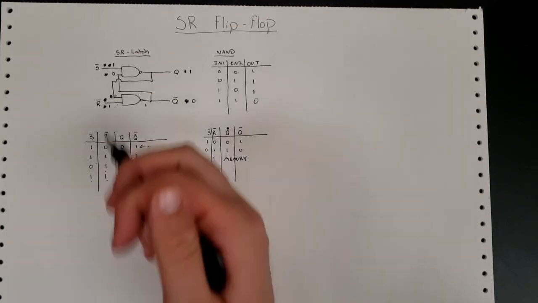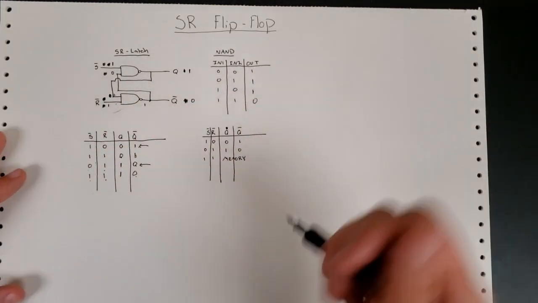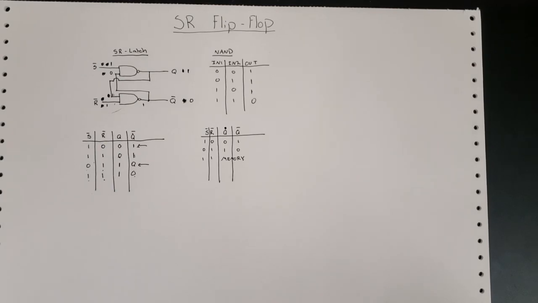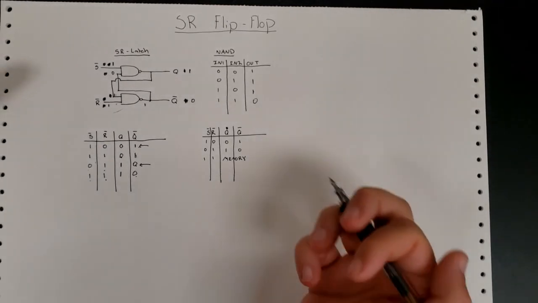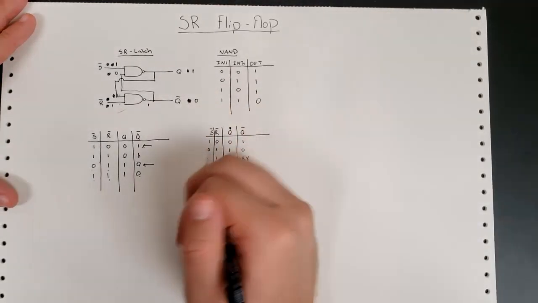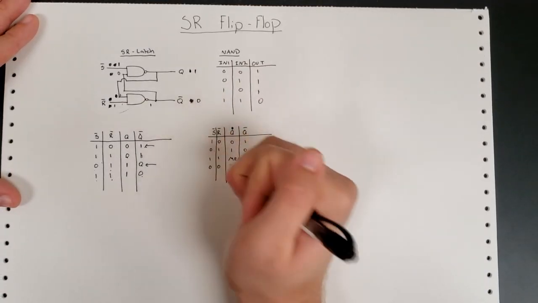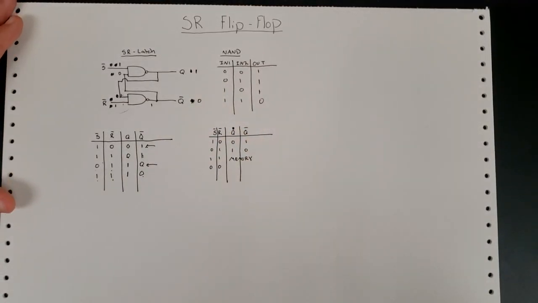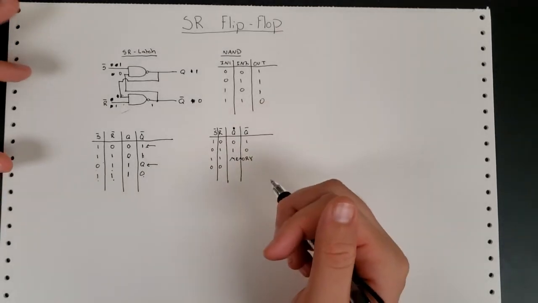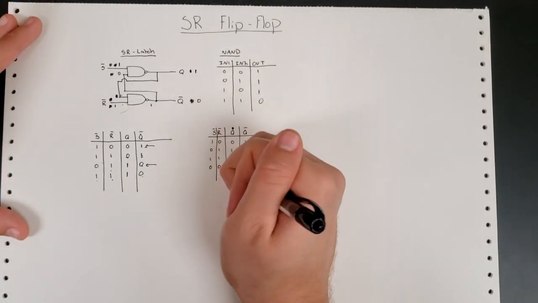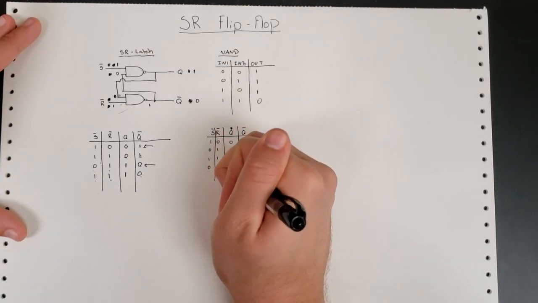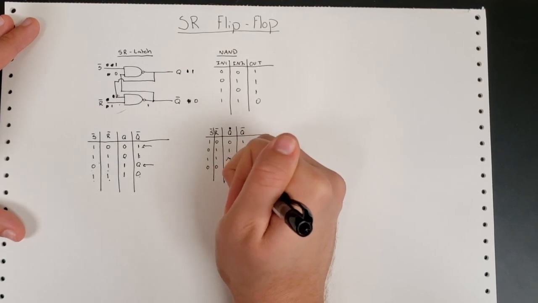So this is how the SR latch part of the SR flip-flop works. Now you might be wondering what happens if I just have 0, 0 for S and R. If we have that, we get some contradictions, and it's not really an important case. So what we say is just this is an invalid entry.